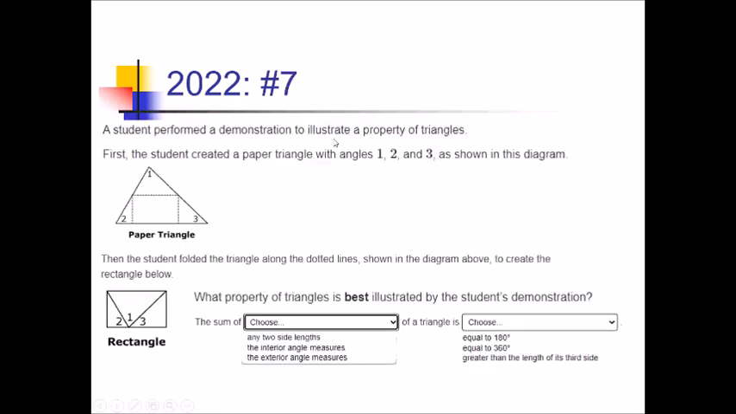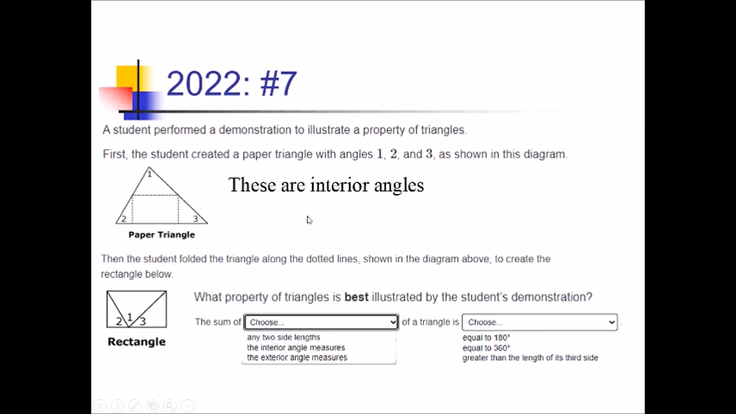For this problem, we have a demonstration of some kind of proof. We have a triangle being folded up into a rectangle here, and we want to know which property of triangles is best illustrated by all this. So taking a look back here in the triangle, these angles 1, 2, and 3, you'll notice these are all the interior angles of a triangle. And we're thinking interior, exterior kind of thing because our drop-down menu here talks about those. These are all interior angles.